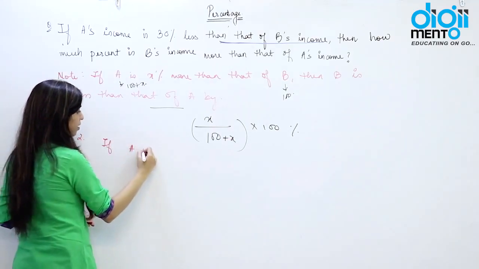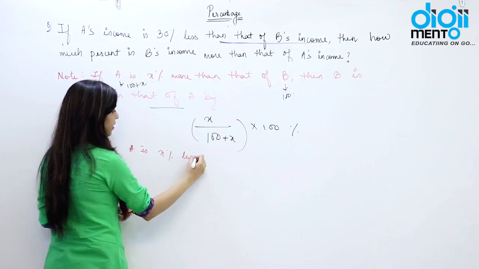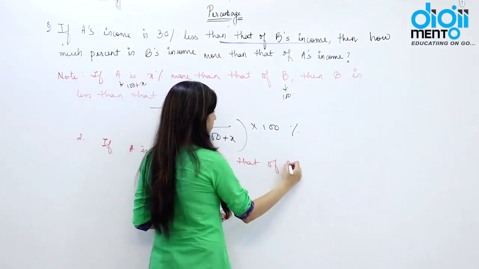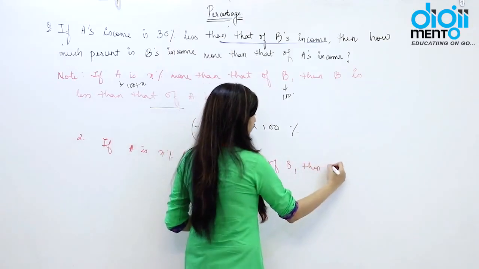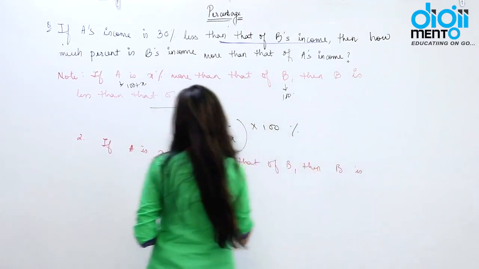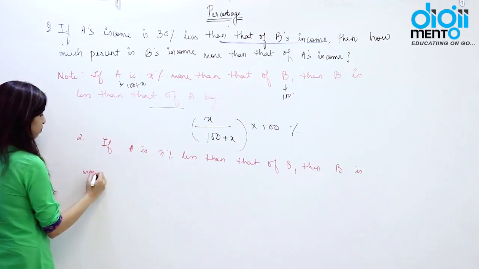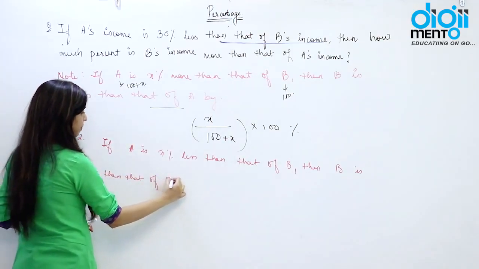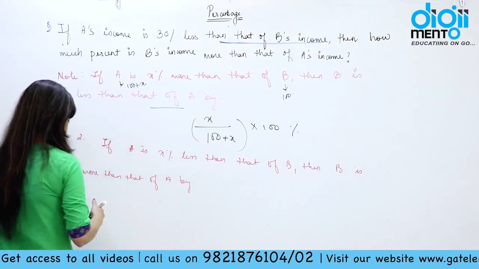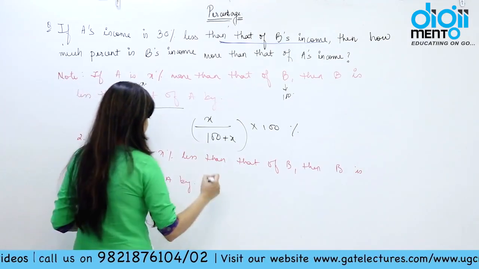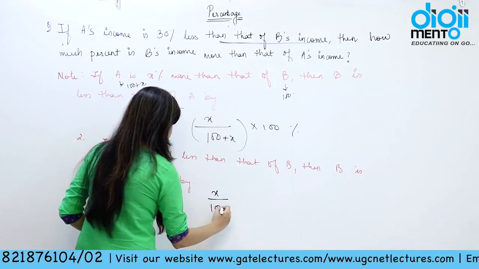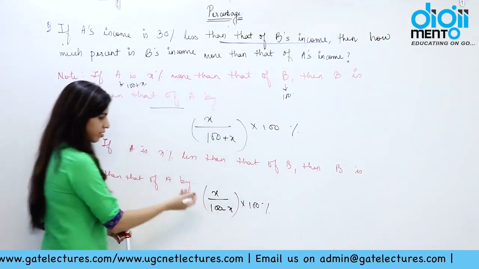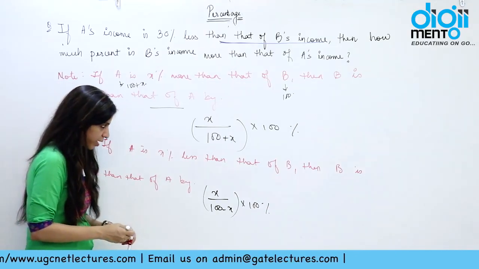Note 2: if A is x% less than that of B, then B is more than that of A by x by (100 minus x) into 100. Fine, this does not take up a lot of brain, or a lot of time also.